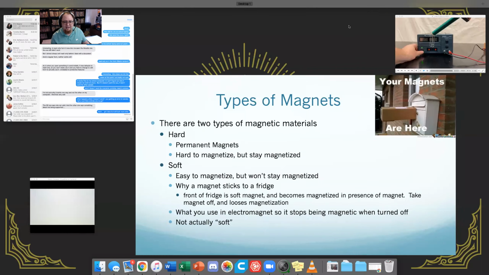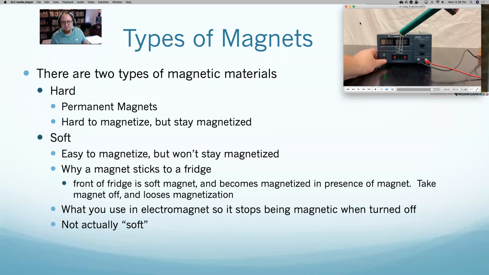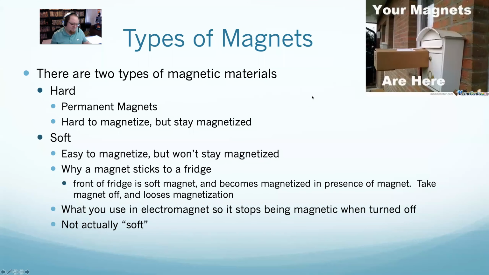What you use in electromagnets, that's normally a soft magnet. It doesn't mean it's soft. This guy is pretty hard. I wouldn't call it soft by any stretch, but that's why.